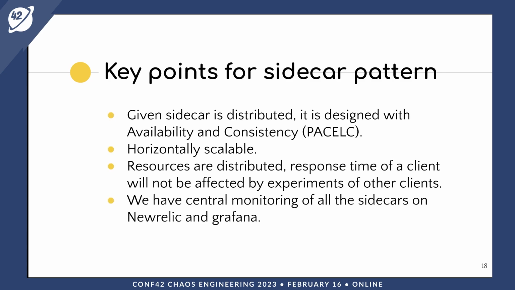The third part is resources are distributed, which I already explained, right? The response time of a client will not be affected by the experiments of other clients because the resources are distributed and the clients will be running the sidecar on their own resources. And also we have central monitoring for all the sidecars on New Relic and Grafana, because as an experimentation platform, if we are providing a sidecar, we need to check the health of all the sidecars as well, right? If someone is complaining that my sidecar is not working, you need to have the observability. What is the issue? Is it working fine? Since when is it not working? So we have monitoring for all those sidecars.